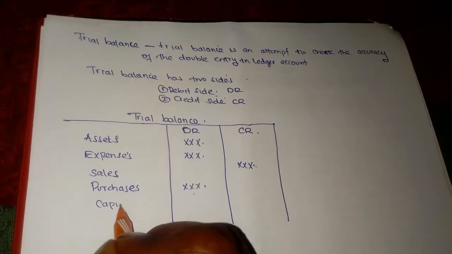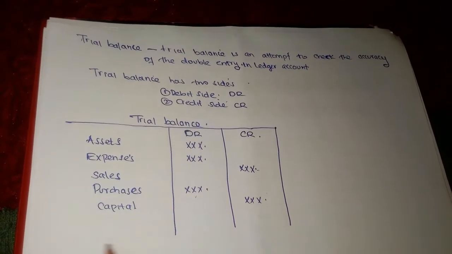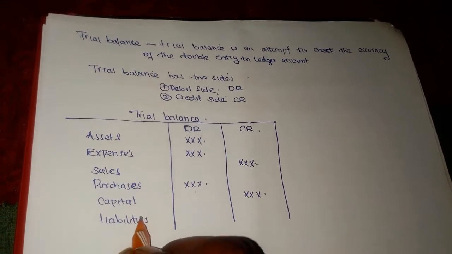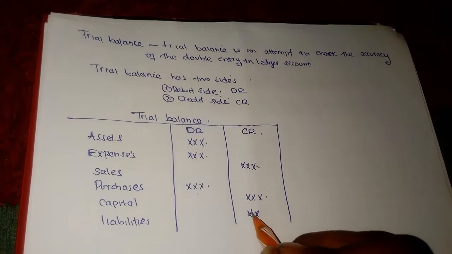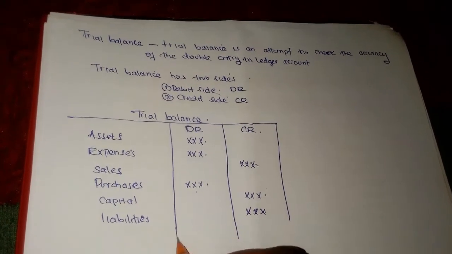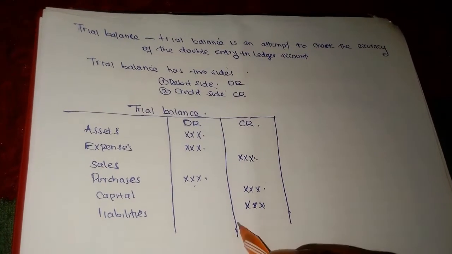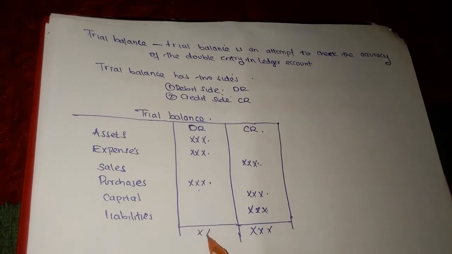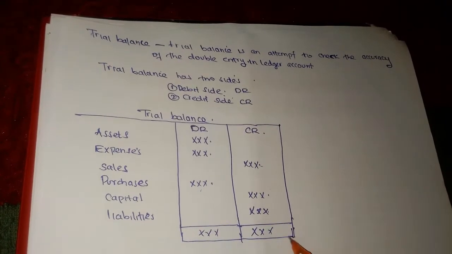Then capital, remember this is capital, always in the credit side. Then we have liabilities. Liabilities, they go on a debit side. No, sorry, credit side. They go on the credit side. Then if you balance your trial balance well, they must balance. If they do not balance, then remember there is an error somewhere.